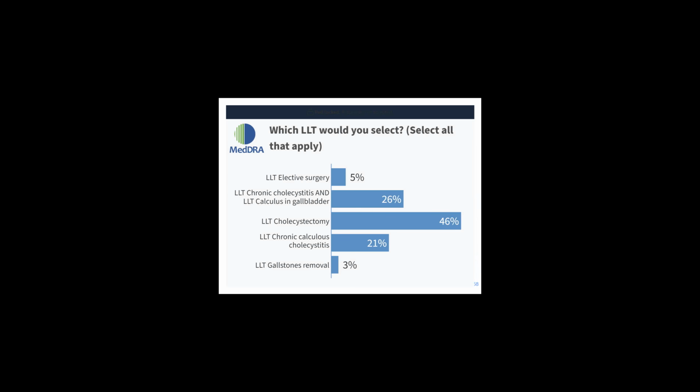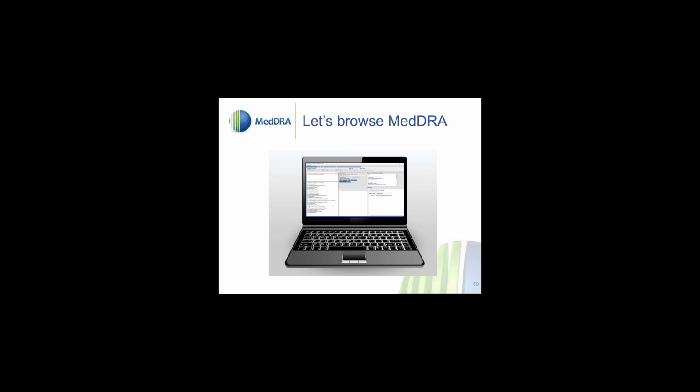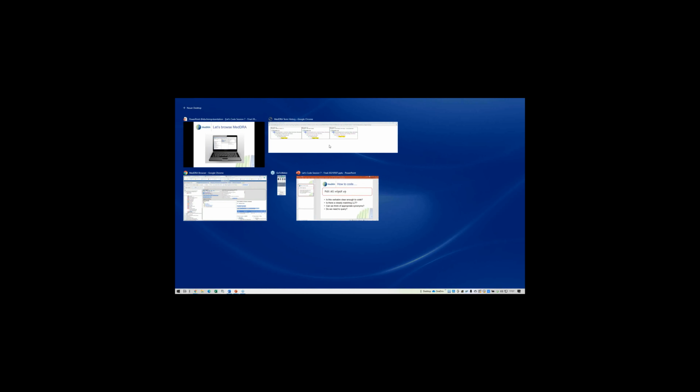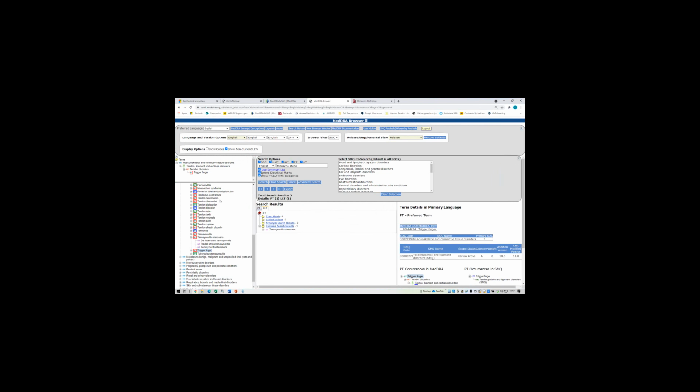cholecystitis with cholelithiasis. Now, let us browse MedDRA again and switch to the browser here. So if I enter chronic and cholecystitis and search, then I have several hits, and you see that we have the chronic calculus cholecystitis here. So this already captures the fact that there are gallstones, that there are calculi. So the chronic calculus cholecystitis would really be useful to select. It would perfectly capture the underlying condition.